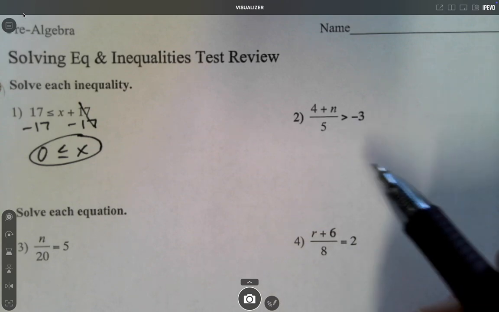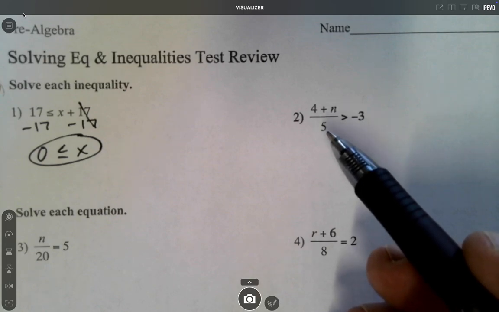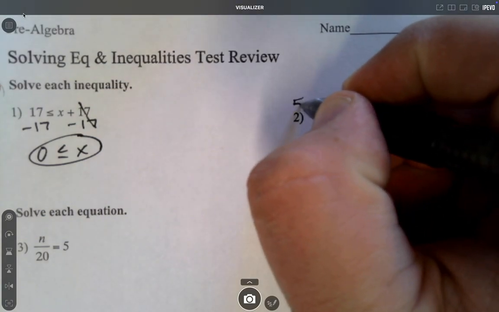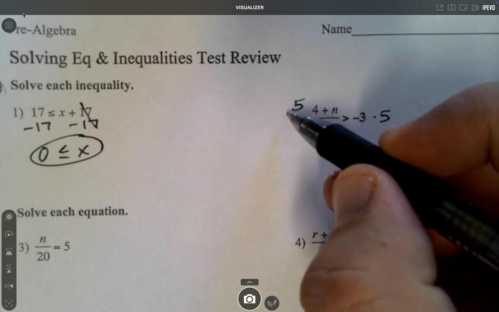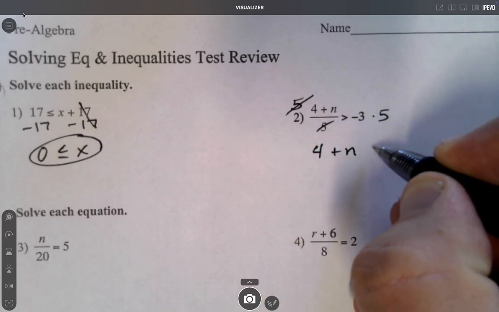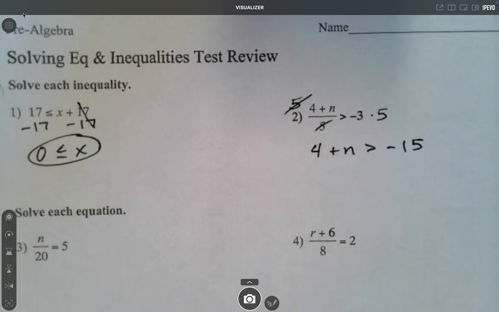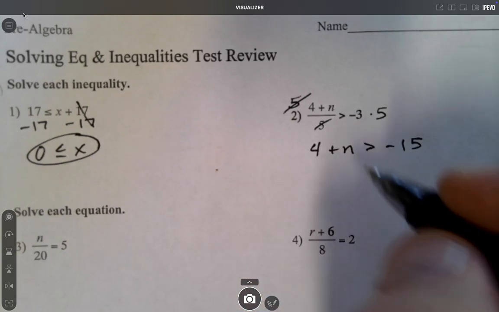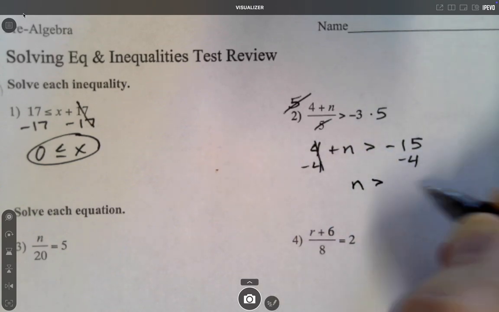Okay, on number 2, this is one where we have a big fraction on one side. So in that case, our first thing to do is multiply both sides by the denominator because we want it to cancel out. So we multiply this side by 5 and this side by 5. So this is really 5 divided by 5, so that's why it cancels out, because 5 divided by 5 equals 1. And negative 3 times 5 is negative 15. So now we look over here, we have a constant we got to move. So we will subtract 4 from both sides. We get n is greater than negative 19.